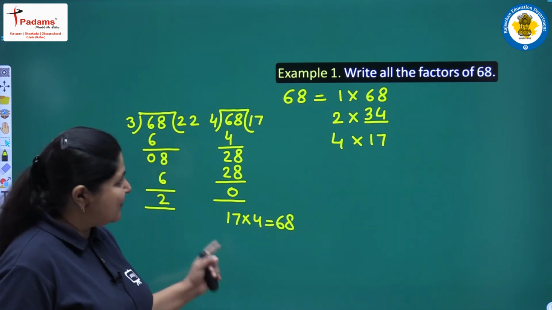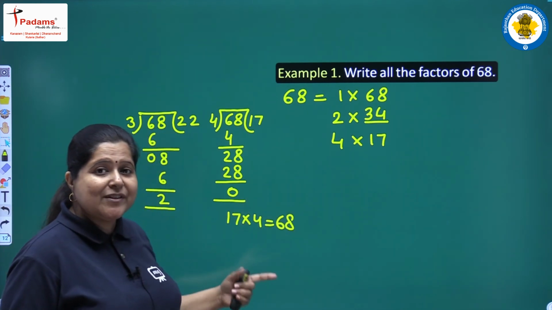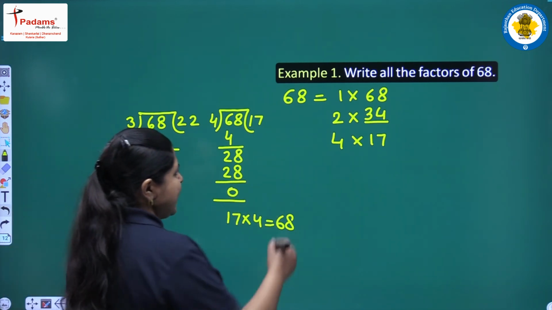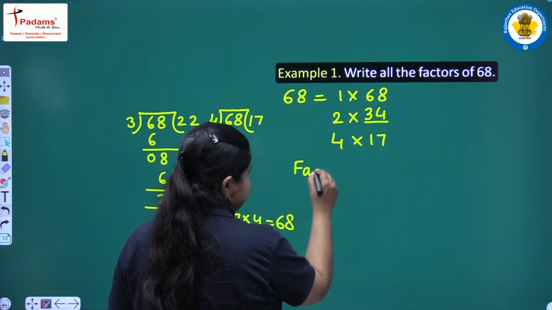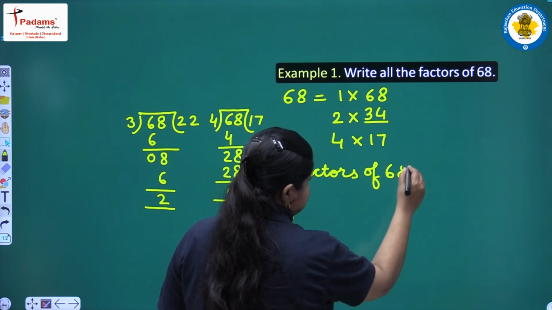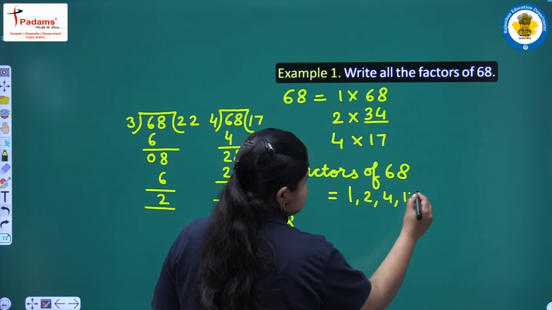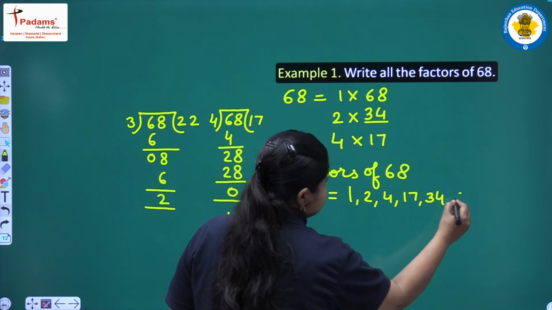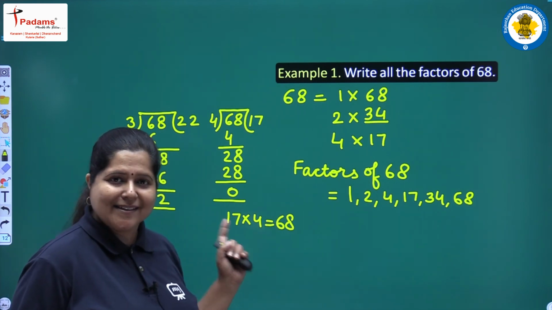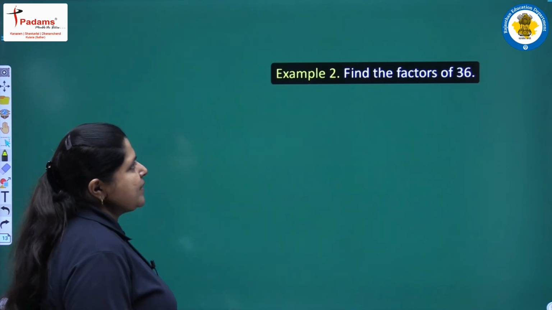But what do we see? We have already written these two numbers. So, from here the repetition starts, and so we will stop here, and we have the factors of 68 as 1, 2, 4, 17, 34 and 68. These are the factors of 68. I hope you have understood it. Then we move on to the next example.